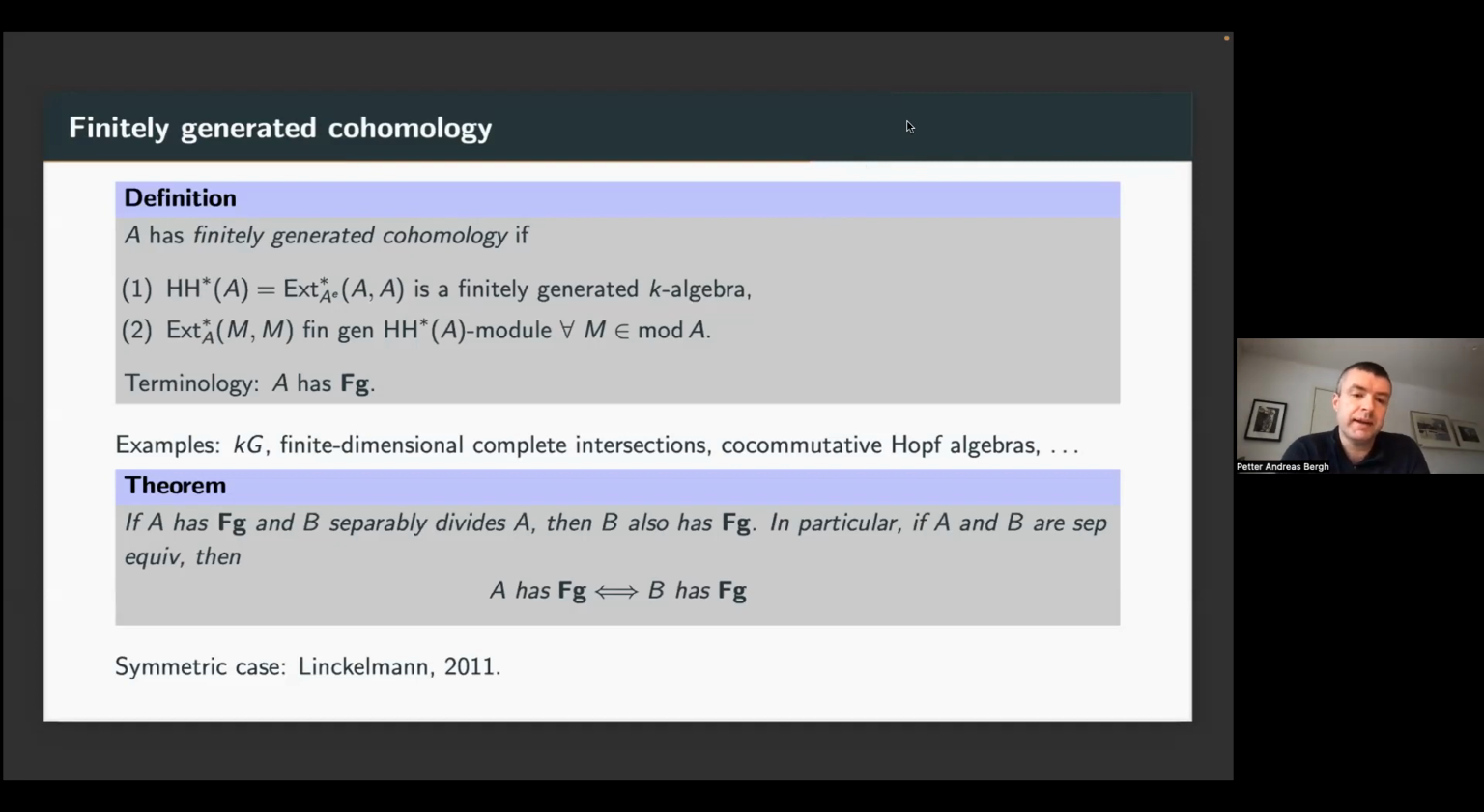There are lots of examples. You can take group algebras of finite groups, finite dimensional complete intersections, more generally so-called quantum complete intersections, and cocommutative Hopf algebras, and there are several examples of symmetric algebras which have finitely generated cohomology. And the theorem says that if A has FG and B separably divides A, then B also has FG. So in particular, if A and B are separably equivalent, then one has FG if and only if the other one has. Let me mention that for this theorem, the symmetric case, where both A and B are symmetric algebras, was proved by Linckelmann in 2011. So this theorem shows that it holds in full generality.